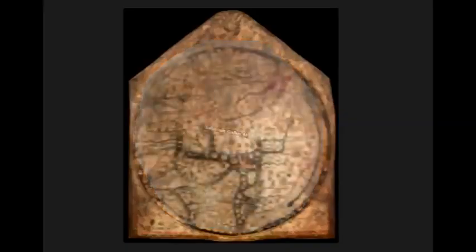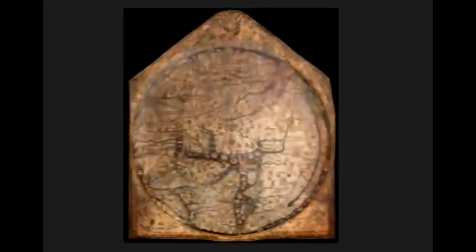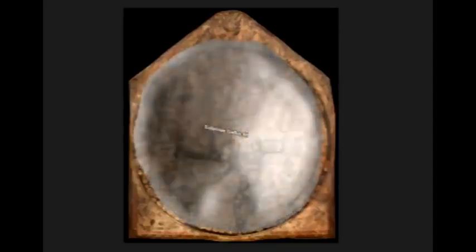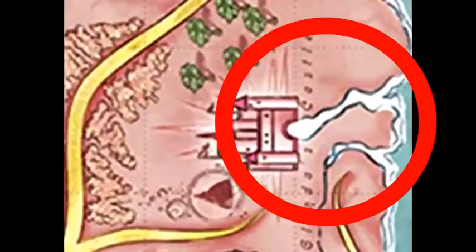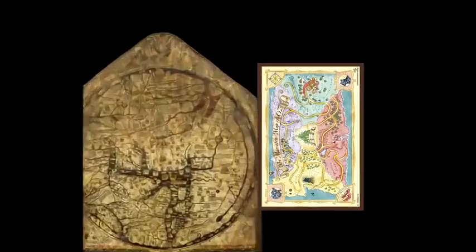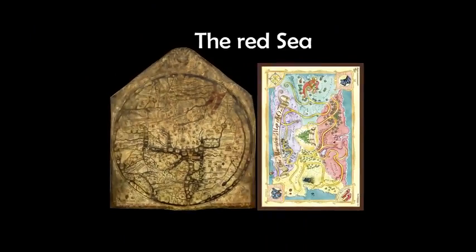Let's take my favorite map, the 1250 Hereford map, found under a wooden floor, hidden by monks. Why would that be? Let's compare that with another map of the Wizard of Oz, and there you see the snake-forked form, the Red Sea.